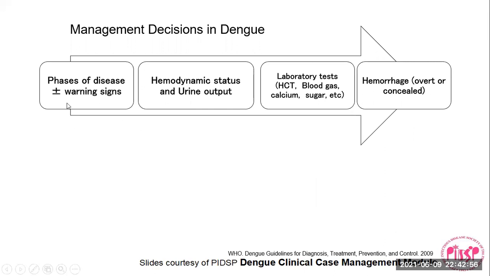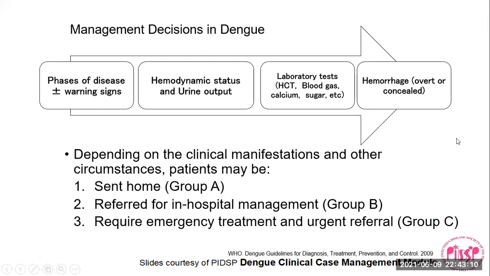You should know what phase of the disease the patient is in, the presence of warning signs. We should know the hemodynamic status of the patient. We should know their laboratory tests, and we should know if there is overt or concealed hemorrhage. So depending on the clinical manifestations and other circumstances and your impression, patients can be classified as follows.